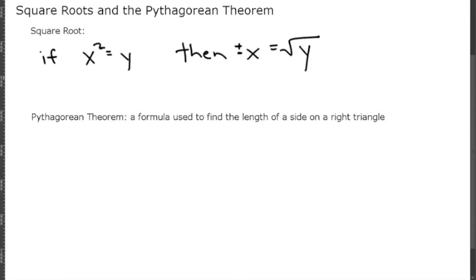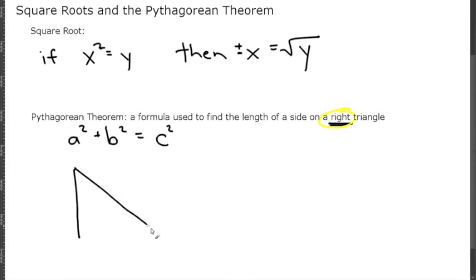Now, let's look at the Pythagorean theorem. The Pythagorean theorem is a formula used to find the length of a side on a right triangle. This is key. It can only be used for right triangles. The Pythagorean theorem is a squared plus b squared equals c squared.